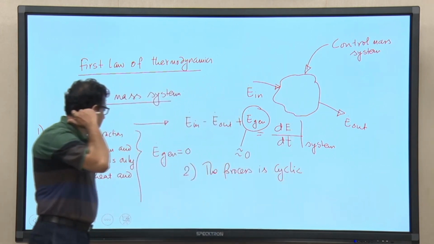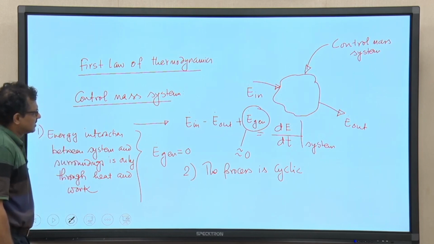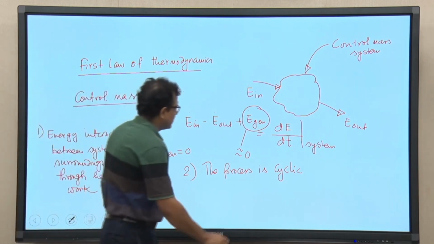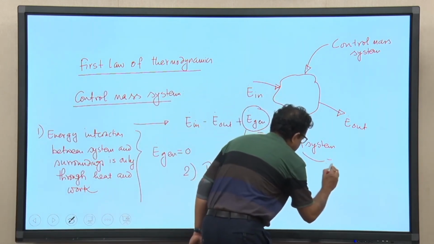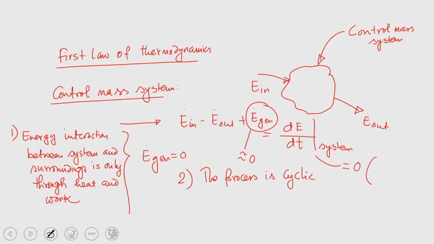Now, if the process is cyclic, then this term is equal to 0. So, this is using 2 and this is using 1. Now, if we write this generic form, we will get E dot in minus E dot out equal to 0.